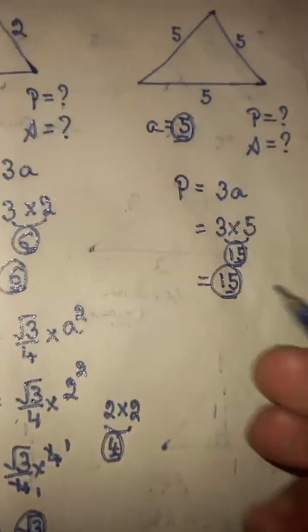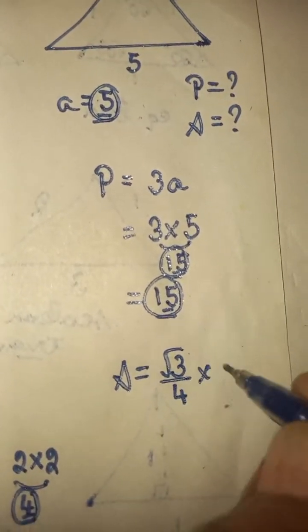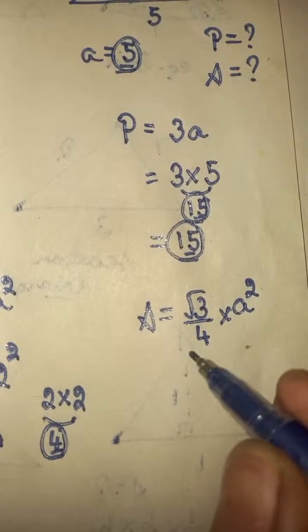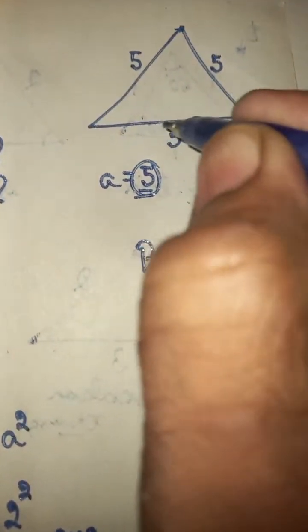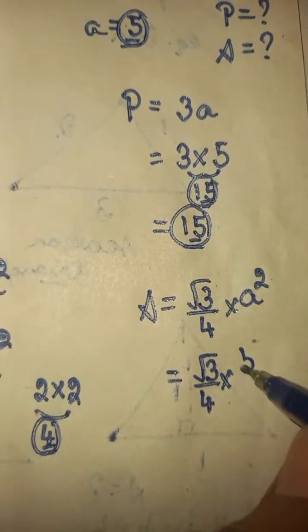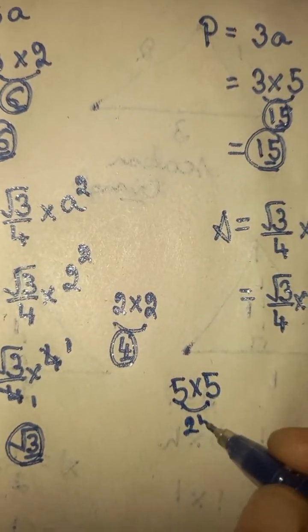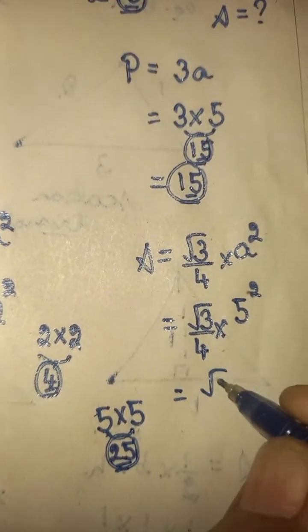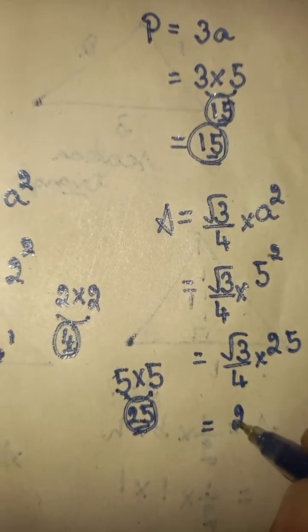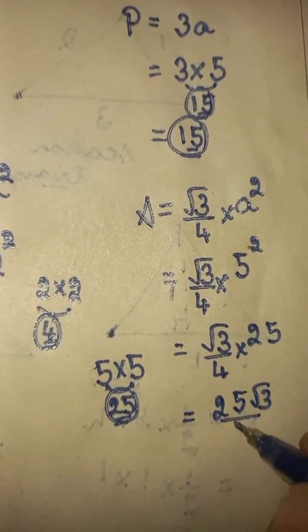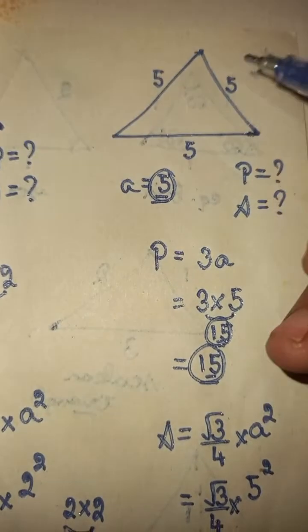Let's find out what's the area of this triangle. Area of an equilateral triangle is root 3 by 4 times a square. That gives rise to root 3 by 4 times the side length, which is 5 units, 5 square. 5 square can be written as 5 times 5, which is 25. So this becomes root 3 by 4 times 25. You cannot divide it, so it becomes 25 root 3 by 4 square units. That is the area of this equilateral triangle.